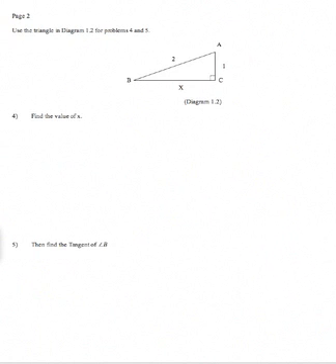This is new. Alright, page 2 says use the triangle in diagram 1.2 for problems 4 and 5. It says find the value of x. Well, if we look at the sides of the triangle, we see that we have a leg here. We see we have a leg here, and then, or excuse me, that's the hypotenuse, and then we notice that we are missing the other leg. So we're going to use a squared plus b squared equals c squared.